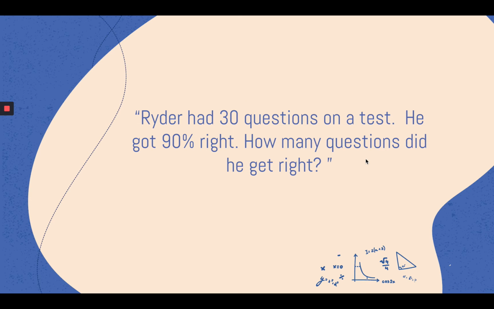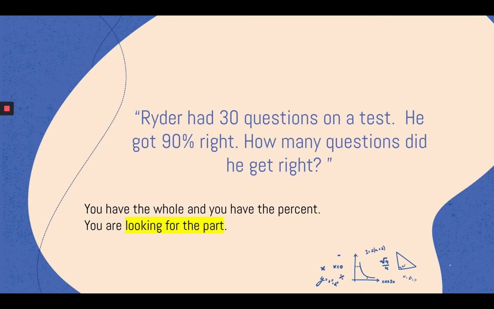All right, Ryder had 30 questions on a test. He got 90% right. How many questions did he get right? This is what we did last time. You were looking for the part. You had the total amount, you had the percent, and you're looking for the part. That's what we did last time.